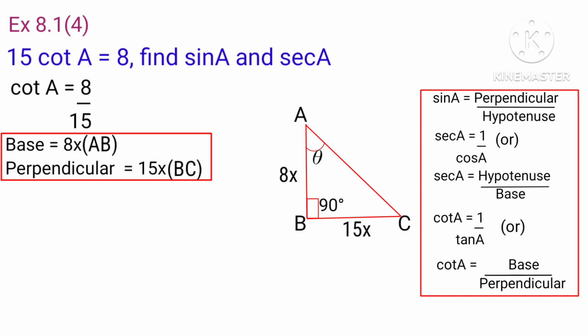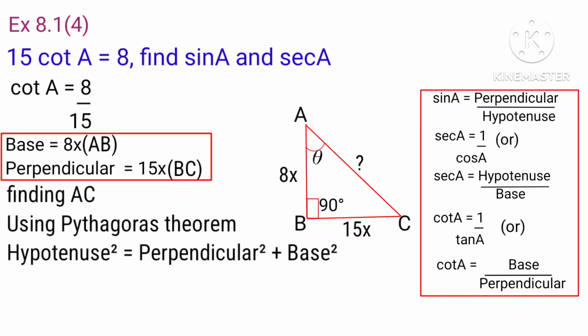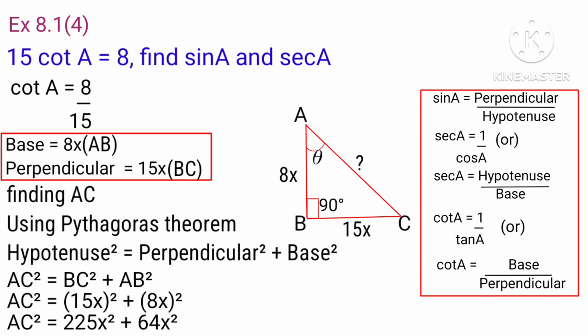Now the next step is we need to find the hypotenuse side. Generally, when we know 2 sides, to find the other side we use the Pythagoras theorem. So Pythagoras theorem is hypotenuse square is equal to perpendicular square plus base square. So AC square is equal to BC square plus AB square. AC square we have to find. So that's equal to (15x) whole square plus (8x) whole square. When we square 15, we get 225x square plus 64x square. When we add both, we get 289x square. So AC square is equal to 289x square.